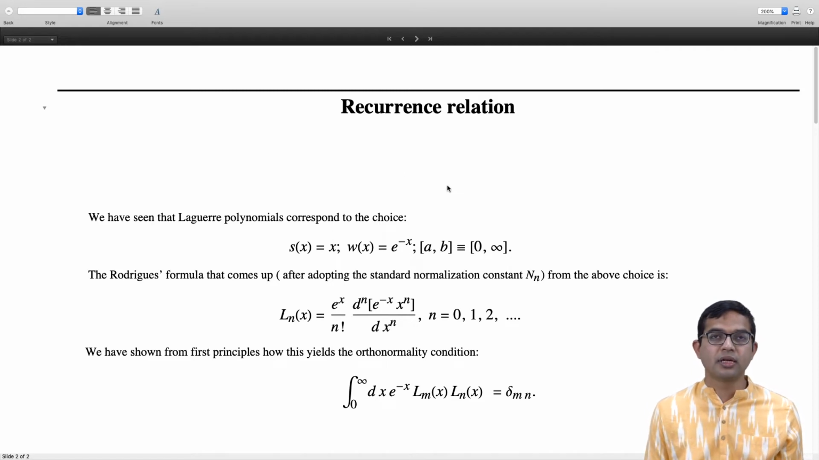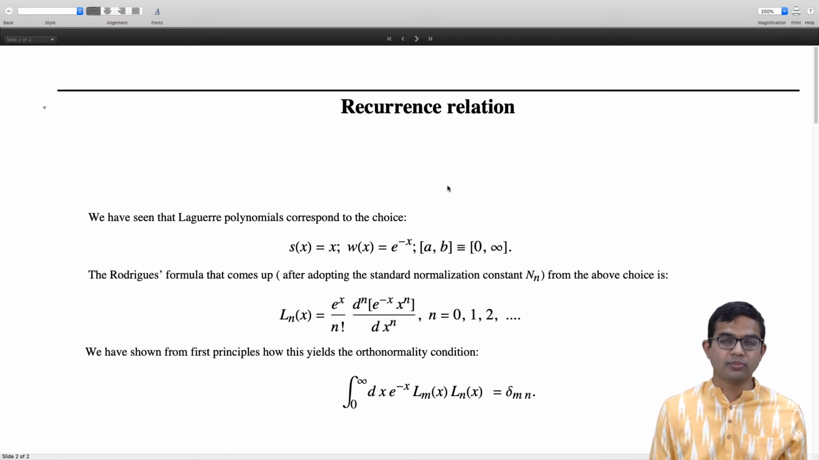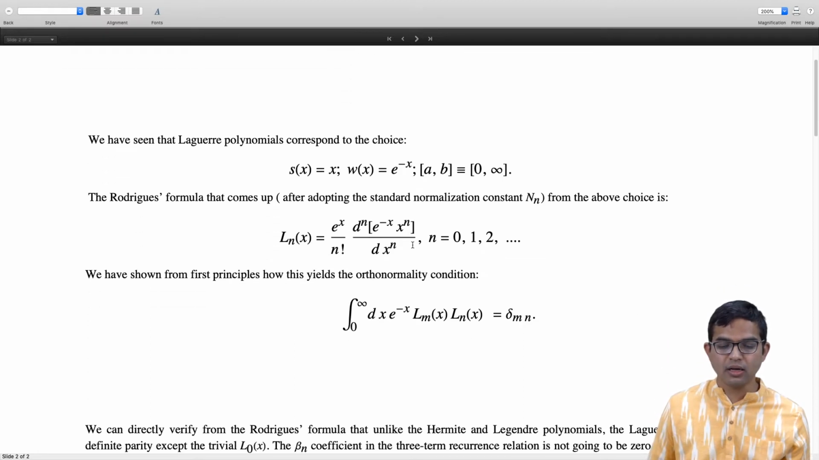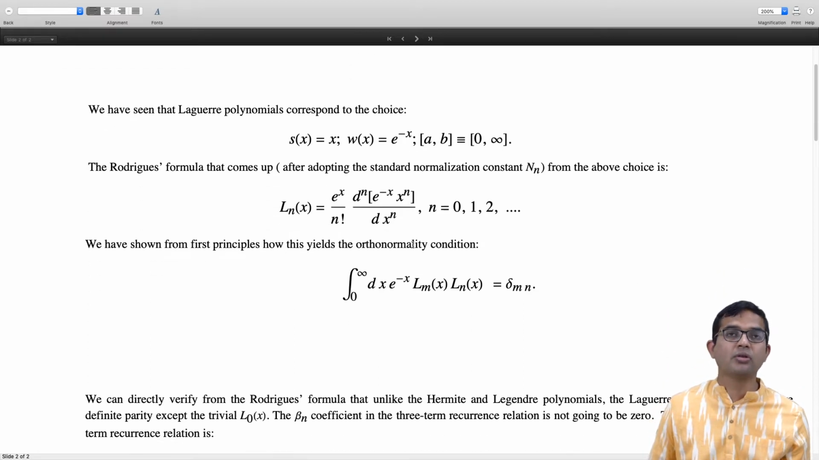And so this will give us Laguerre polynomials for all integer values starting from 0, 1, 2, all the way up to infinity. You can keep on increasing them. And we have also seen how we have this orthonormality condition: integral 0 to infinity dx e to the minus x L_m of x times L_n of x is equal to just the Kronecker delta mn. Now in this lecture we will work out the three-term recurrence relation.